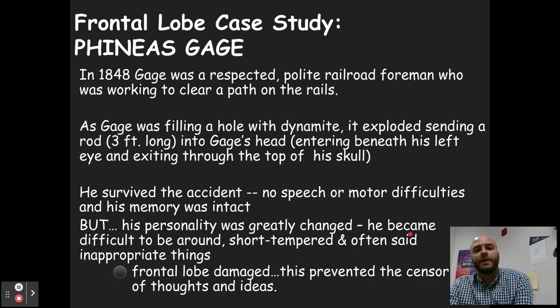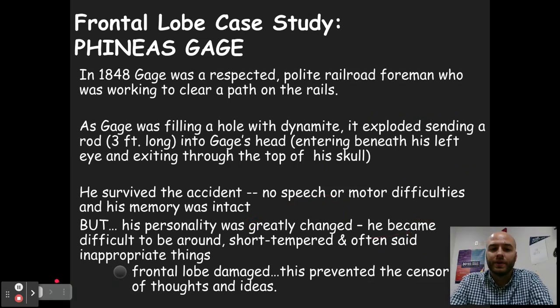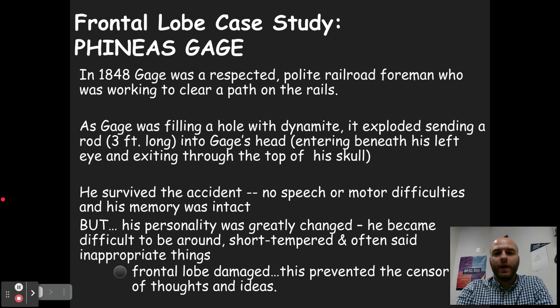Here's a case study that told us much more about the frontal lobe, and this is kind of how we discovered its relevance to personality and temperament and judgment. The story behind Phineas Gage. In 1848, Gage was a respected, polite railroad foreman who was working to clear a path on the rails. So he's kind of the lead guy, getting all the debris, you know, blowing things out of the way so they can build a railroad through.